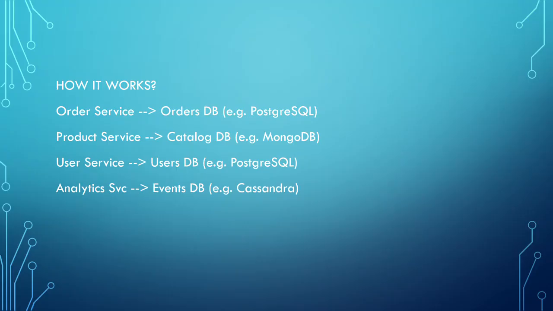Each microservice refers only to its own DB, and no other service is allowed to interact with it. If a request needs data from multiple services, we need something called an orchestrator or choreography. We will see those in the later part of this video.